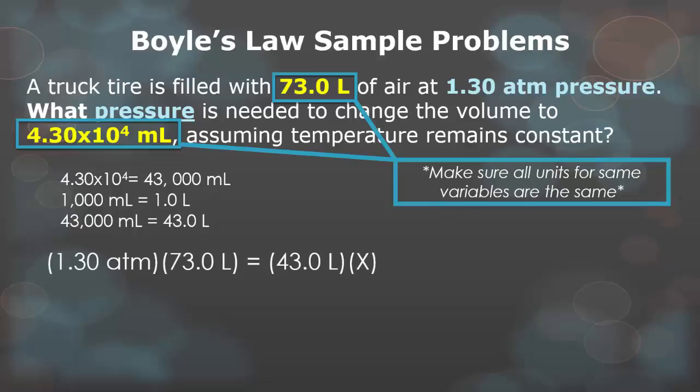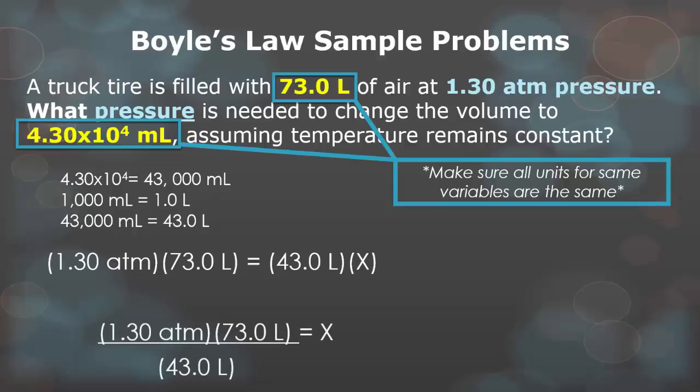Our P1 is going to be 1.3 atmospheres, which is being multiplied by our original volume of 73 liters. Our new volume is going to be 43 liters, and we don't know what our new pressure is. Again, let's assume. If you're going from 73 liters to 43 liters, a decrease in volume, and this is an inverse proportion, if you're decreasing the volume, therefore your pressure should increase. So let's manipulate the equation, and now we're trying to get x by itself, and we notice we now have 2.21 atmospheres. So as we increase the pressure, we decreased the volume.